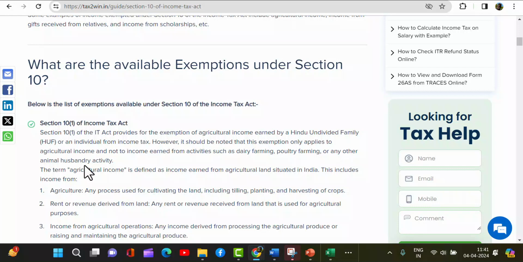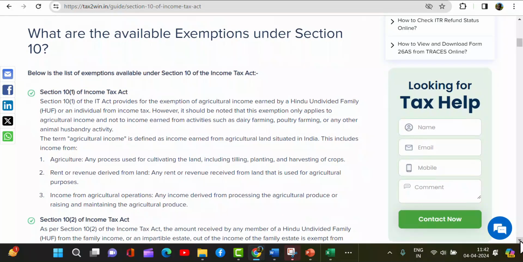Section 10(1) of the Income Tax Act. Section 10(1) of the IT Act provides for the exemption of agricultural income earned by a HUF or an individual from income tax. However, this exemption only applies to agricultural income and not to income earned from activities such as dairy farming, poultry farming, or any other animal husbandry activity. The term agricultural income is defined as income earned from agricultural land situated in India. This includes income from agriculture, any process used for cultivating the land, including tilling, planting, and harvesting of crops.